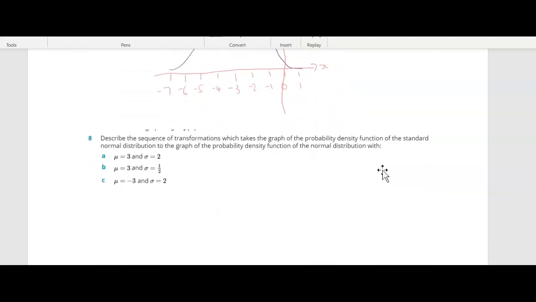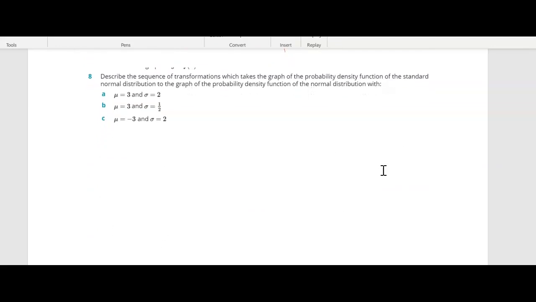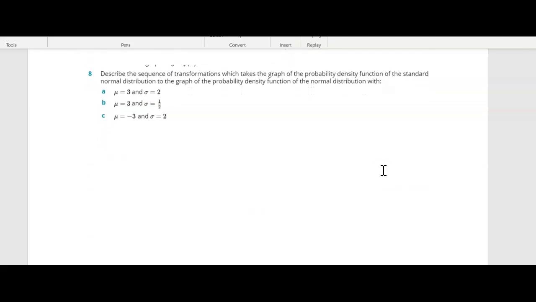Okay, let's move on to question 8 and then we're nearly done. Okay, describe the sequence of transformations which takes the graph of the probability density function of the standard normal distribution to the graph of the probability density function of the normal distribution with.